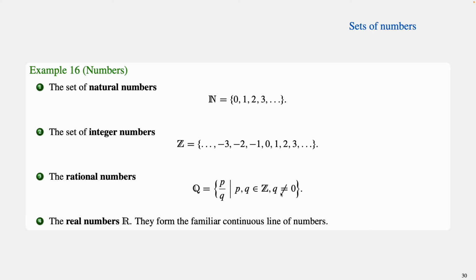And then, a bit abstractly defined here, the real numbers are given by the continuous line of numbers that contains the rational numbers, the integer numbers, and the natural numbers, and everything in between the rationals as well. This is a rather vague definition, and much later in this course we will actually see how the real numbers are constructed out of the rational numbers.